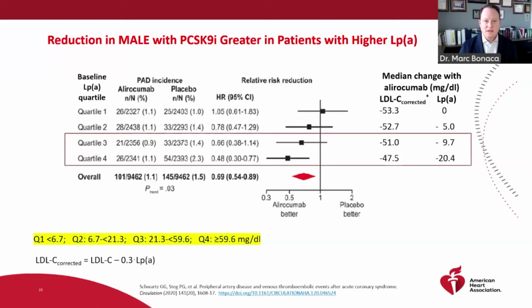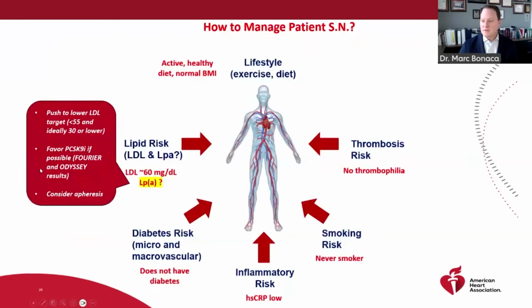And what's fascinating is on this slide, you can see from Greg Schwartz's work that despite all of the quartiles of Lp(a) in the Odyssey trial, whether you were low or high, you got the same LDL reduction. But if you had a higher Lp(a), if you were in quartiles 3 or 4, you seem to derive an even greater benefit of alirocumab in this trial. And this suggests that perhaps Lp(a) is an effect modifier, or perhaps the modest reduction in Lp(a) from the PCSK9 inhibitors has a synergistic effect. Regardless, these observed data certainly support the use of PCSK9 inhibitors in this population.